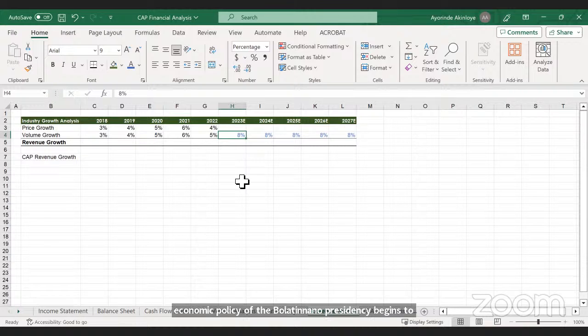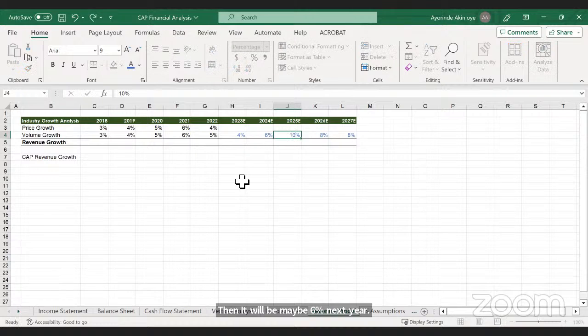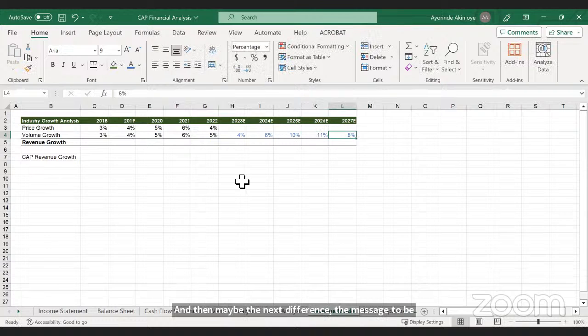So you might say next year it will be 4%, then maybe 6% the following year, and then maybe 10%, then maybe 11%. This is based on your own reasoning. But remember, you must have adequate basis to back this up. So the average of this is 8%. If you expect that over the next 5 years the volume of paints sold in the industry will grow by 8%, right, you just see my thought process in arriving at that.